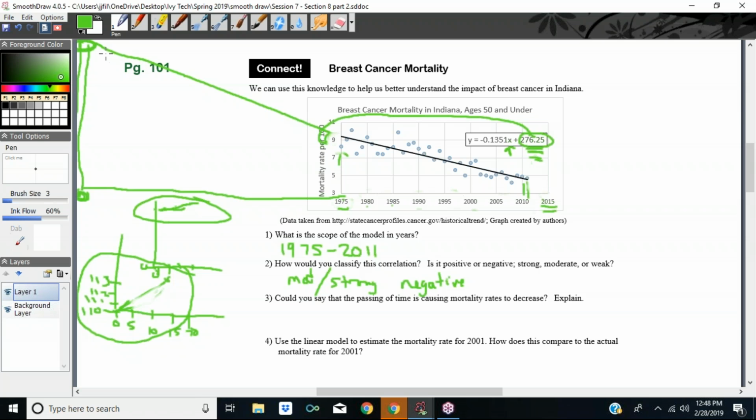See, if we take it all the way out to year 0, remember we're only looking at 35 years here compared to the whole 2,000 years, right? So we're only looking at a small part. So it probably is a strong negative correlation. And we would say it's a strong or moderate negative linear correlation. And that's because we want to make sure we're saying it's a linear correlation because it's a straight line.